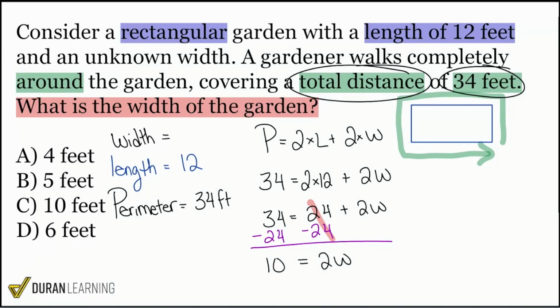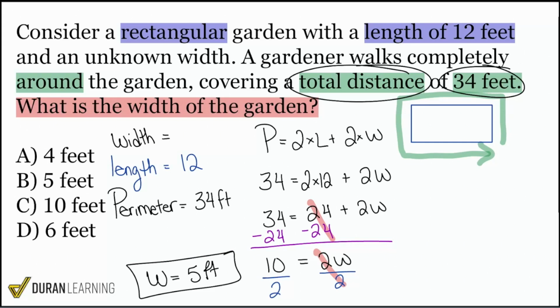Now don't get confused, because we see a 10, that does not mean that the answer is 10. We're not done yet. We don't have W by itself yet. We still need to divide both sides by 2. That's correct. Once we divide both sides by 2, it cancels out on the right side, giving us W equals 5 feet. So the width here is 5 feet. And there we are. We're all set. The correct answer is B, 5 feet.